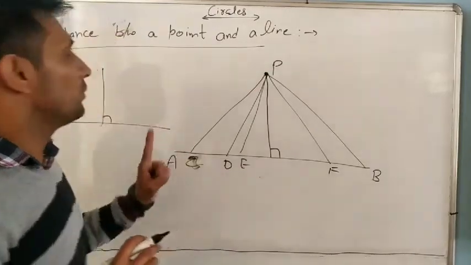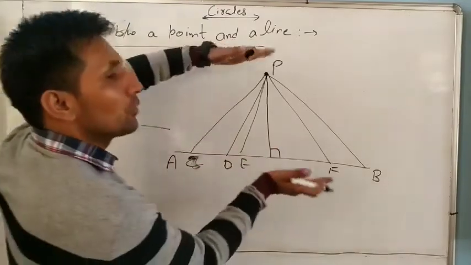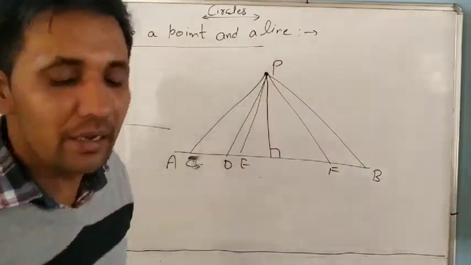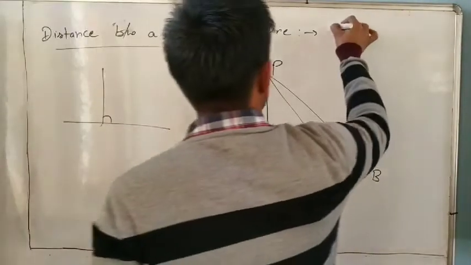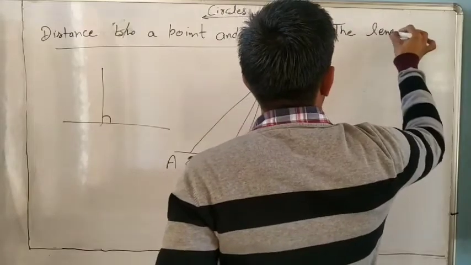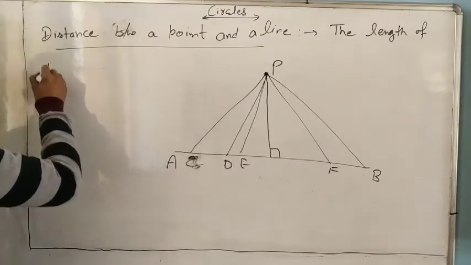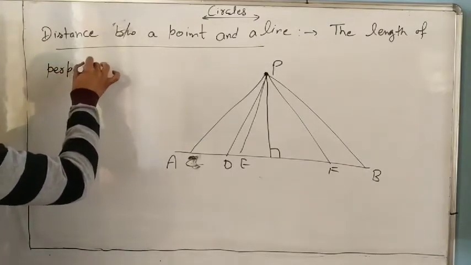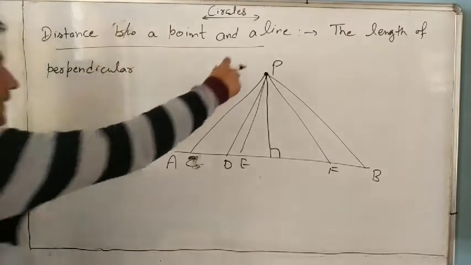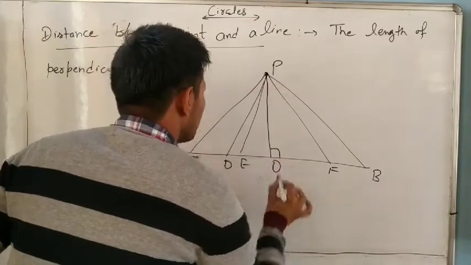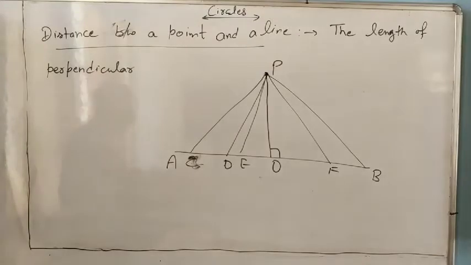So the distance between a point and a line is a perpendicular distance. You can say that the length of the perpendicular, suppose this is O, the length PO, is the distance.